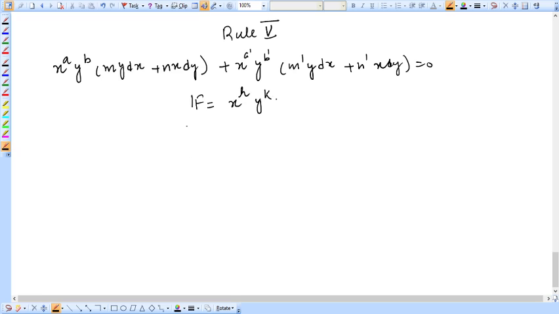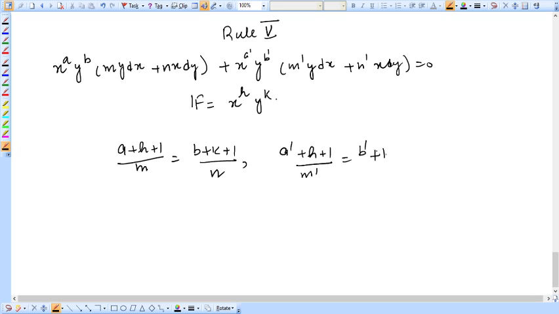What are h and k here? These are the numbers which satisfy this property: (a + h + 1)/m = (b + k + 1)/n, and (a' + h + 1)/m' = (b' + k + 1)/n'. Let us take one problem on this also.